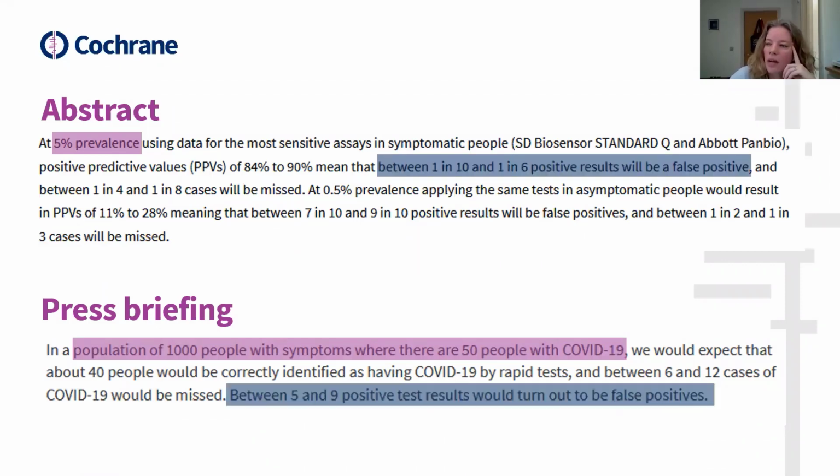And we also used different ways of talking about the frequency of false positives and false negatives. So in the abstract, a slightly more technical description of between 1 in 10 and 1 in 6 positive results being false positives. But in the press briefing, using more absolute numbers, so between 5 and 9 positive results being false positives.